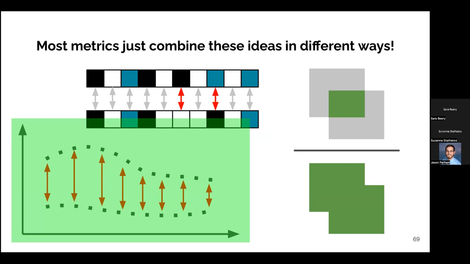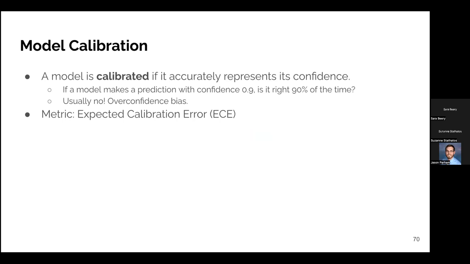So first, what is calibration? We say that a model is calibrated if it can accurately represent its confidence. So if you make a prediction with your model and the value it gives you is 0.9, is it actually right 90% of the time or not? If you're interpreting your model predictions as probabilities, you need to be sure that it's calibrated first. Otherwise, you're going to be misled. Any questions about what calibration is or why it seems useful?